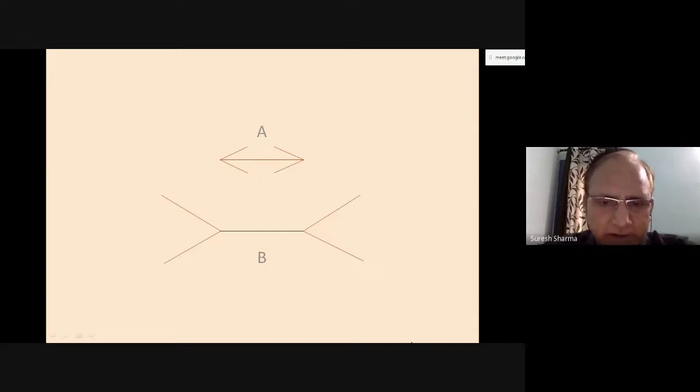Now, here is an important exercise for you. There is line A and there is line B. If you see from your eye, which line looks smaller? A looks smaller or B looks smaller? Can anybody respond, please? Yes, please. No. Sir, A looks smaller. Absolutely right. If you see from your eye, A looks smaller and B looks bigger.